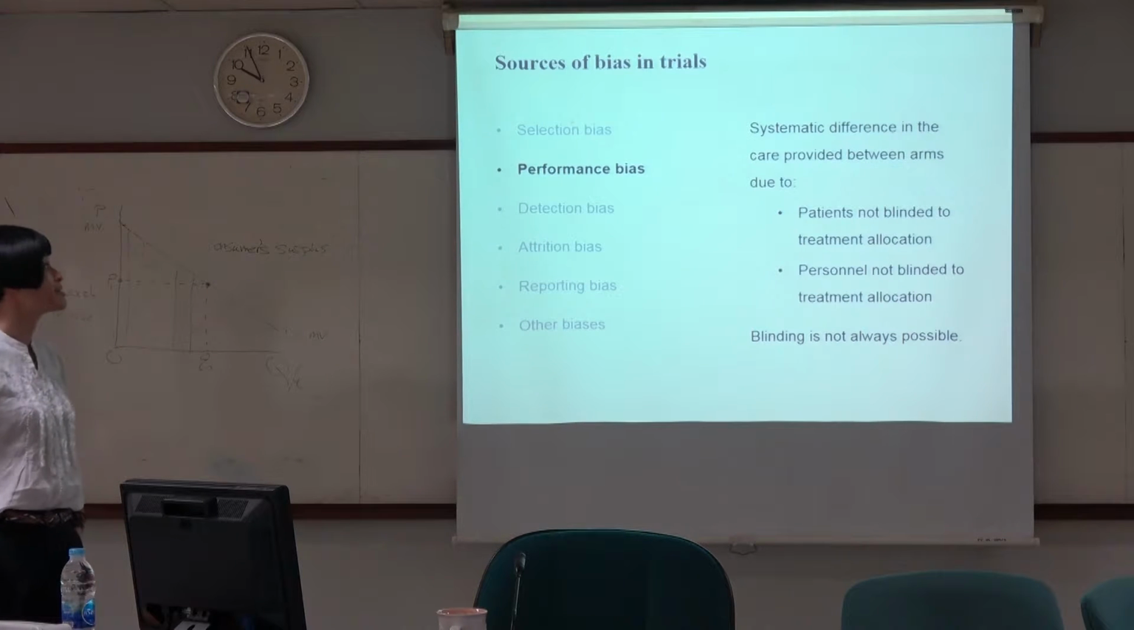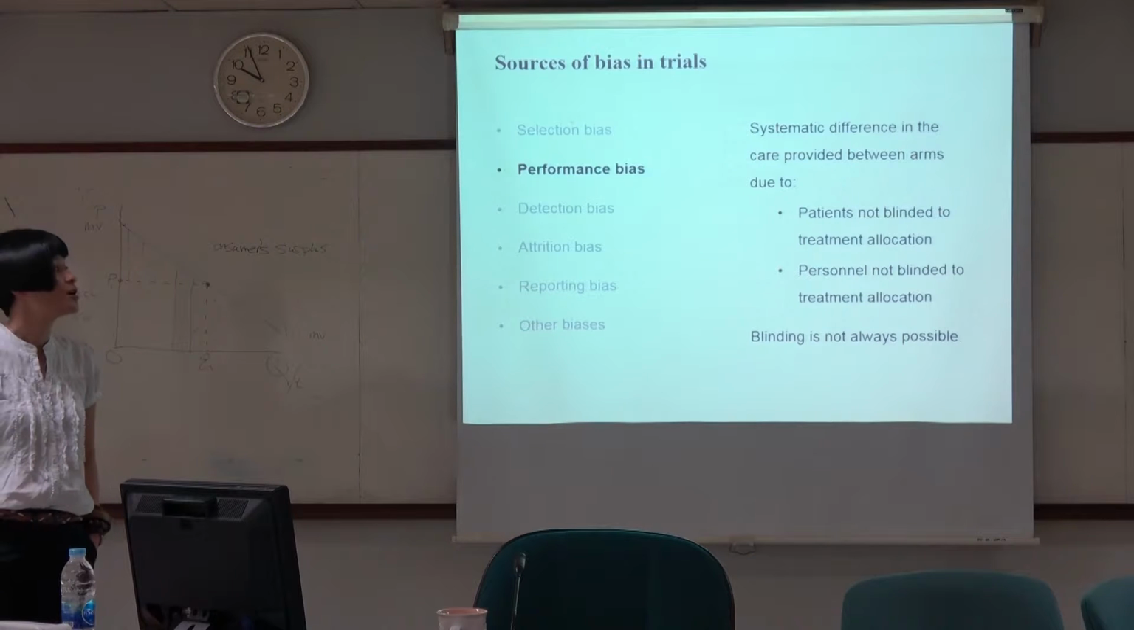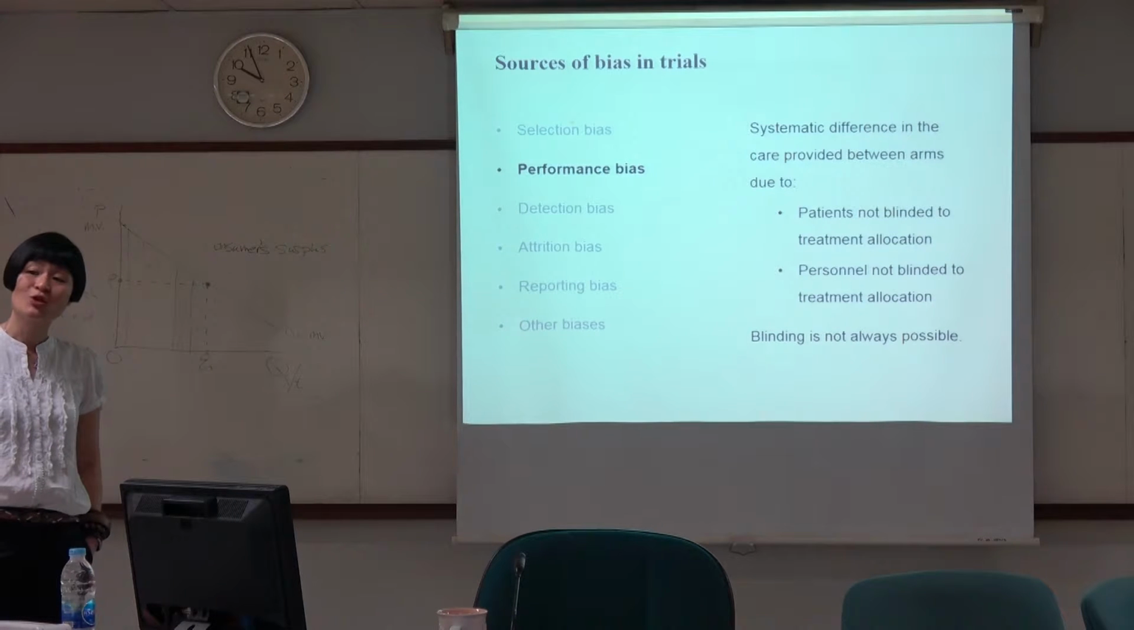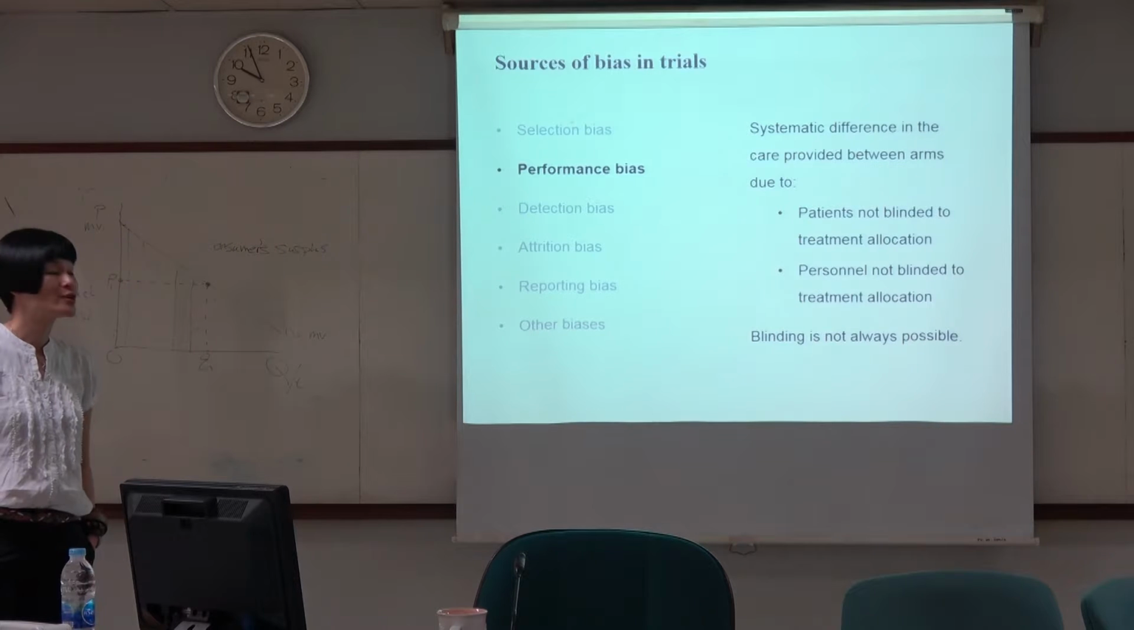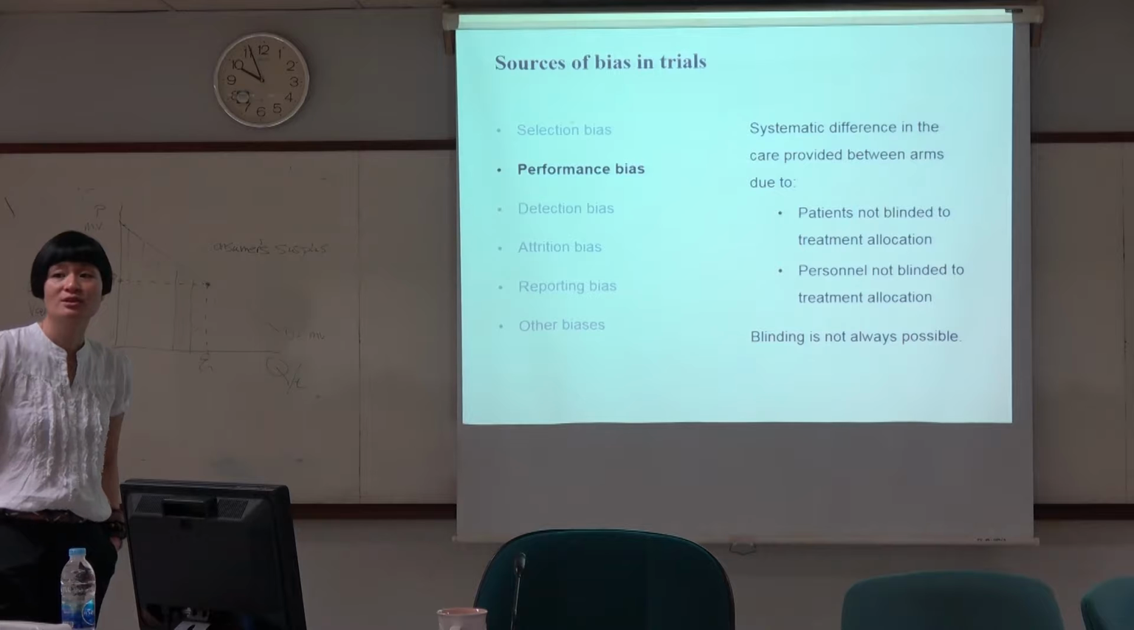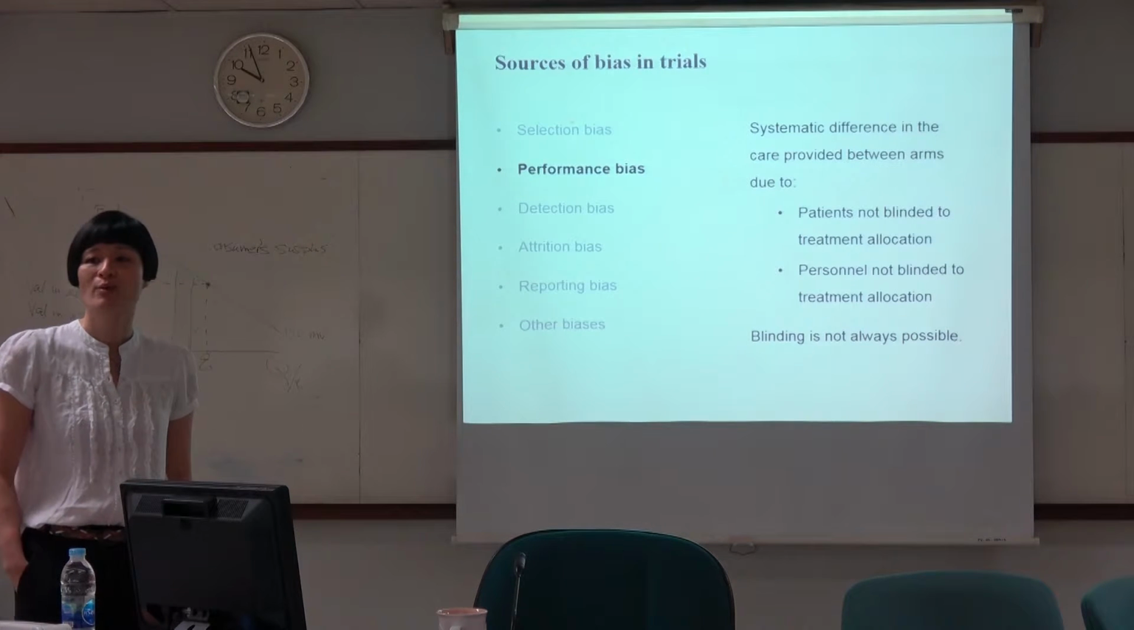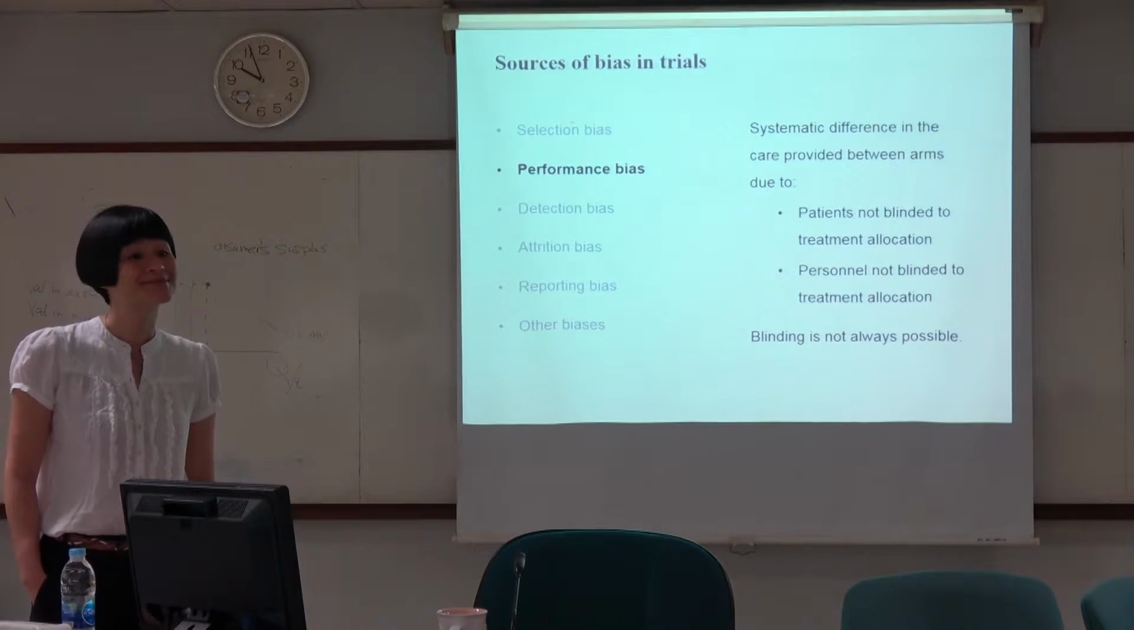In terms of performance bias, what we're talking about are systematic differences in care provided between arms. This happens when patients are not blinded, or when clinicians or personnel within the trial are not blinded, or both. But the problem is blinding is not always possible. So in some investigations, it is inevitable that they have to violate blinding and risk performance bias. Can you think of some examples when blinding is not possible? Surgery.